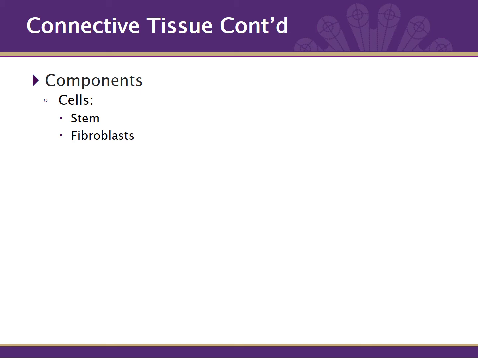Fibroblasts produce the fibers and ground substance. They are flat with wispy branches. Mast cells are found along blood vessels and secrete hormones that regulate blood flow and clotting. Macrophages are white blood cells that ingest and help get rid of particles and infectious microorganisms.